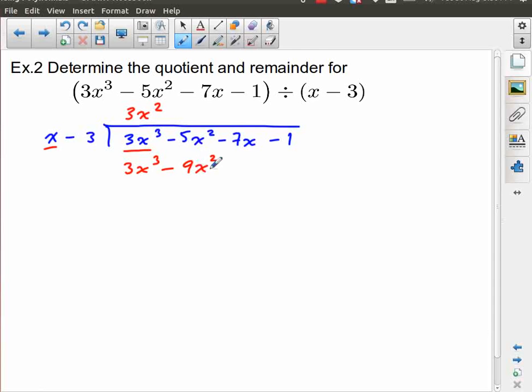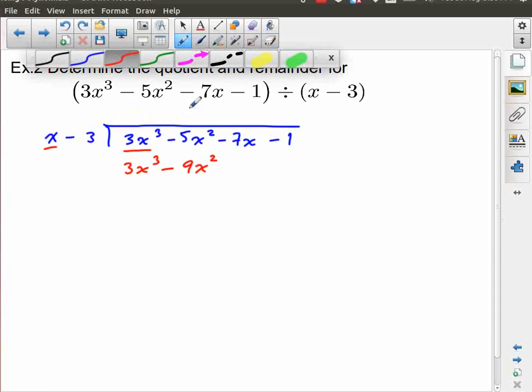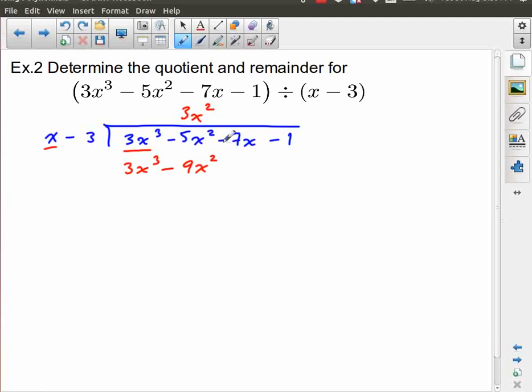Now, something else that comes up here is how the book represents it. You could also have written this 3x squared here, which I actually prefer now that I think on it a little bit more, because it's an easy thing to remember because the exponents line up. So I need to multiply by an x squared here, so I'm going to write my first term here. So 3x squared times x gives me 3x cubed. 3x squared times negative 3 gives me negative 9x squared. Now I'm going to subtract.